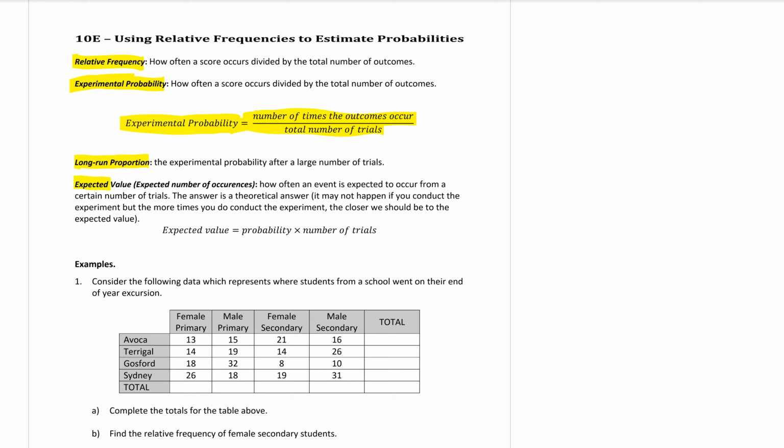The expected value, or the expected number of occurrences, is how often an event is expected to occur from a certain number of trials. The answer is a theoretical answer. It may not happen if you conduct the experiment, but the more times that you conduct the experiment, the closer we should get to the expected value. So this formula here is a very important one. To find the expected value, you will multiply the probability by the number of trials. So always look out for that word, expected value, in your questions.